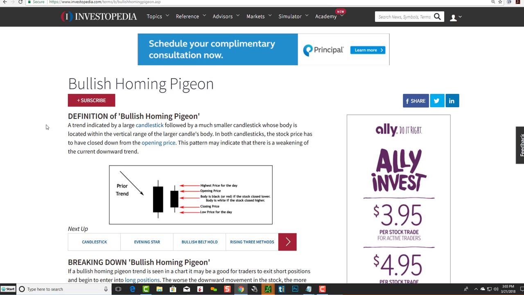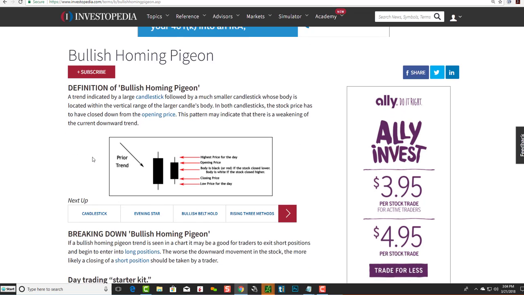So it's a trend indicated by a large candlestick followed by a much smaller candlestick whose body is located within the vertical range of the larger candle's body. In both candlesticks, the stock price has to have closed down from the opening price. This pattern may indicate that there's a weakening of the current downtrend.